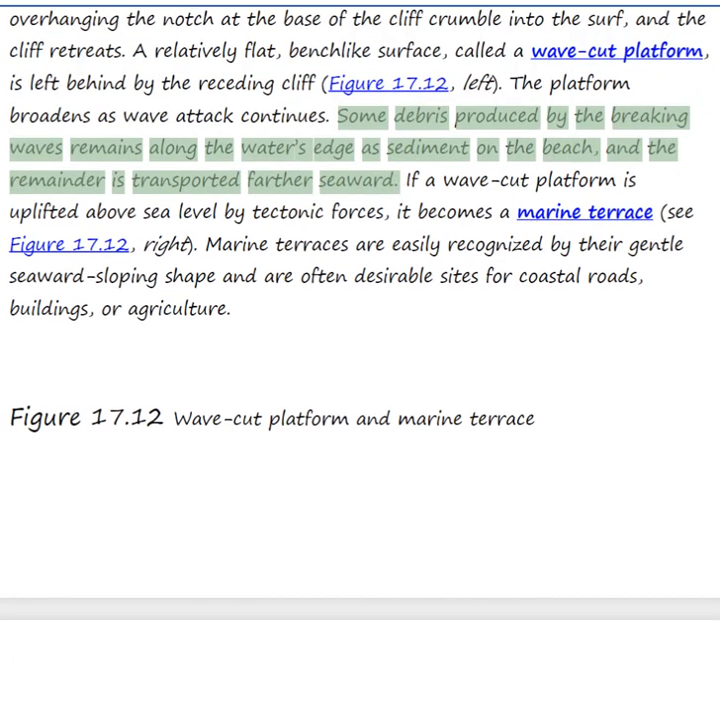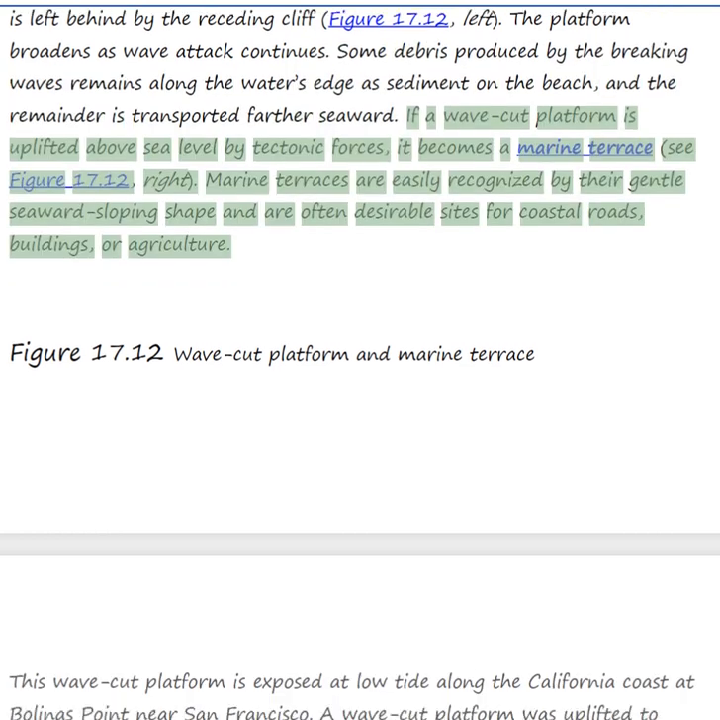Some debris produced by the breaking waves remains along the water's edge as sediment on the beach, and the remainder is transported farther seaward. If a wave-cut platform is uplifted above sea level by tectonic forces, it becomes a marine terrace. Marine terraces are easily recognized by their gentle seaward sloping shape and are often desirable sites for coastal roads, buildings, or agriculture.